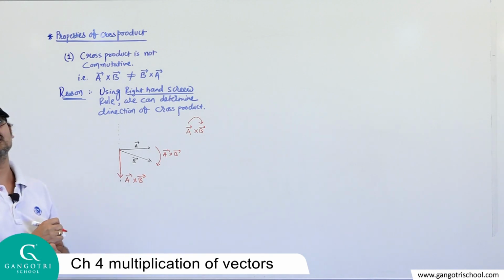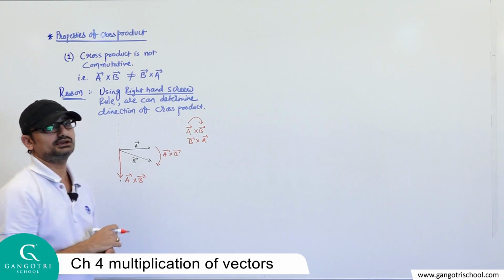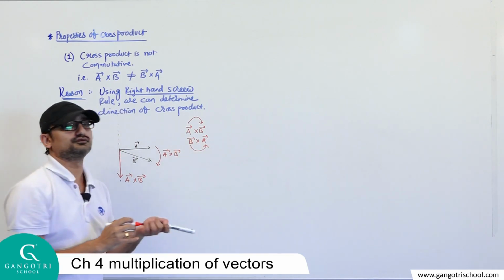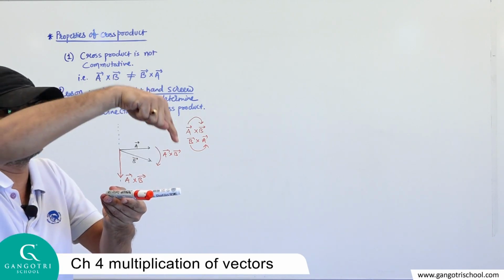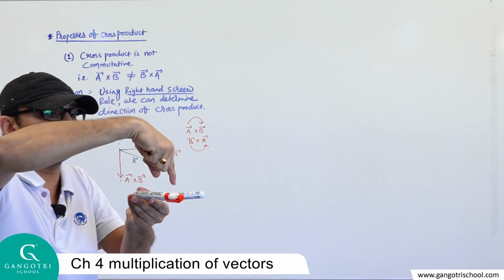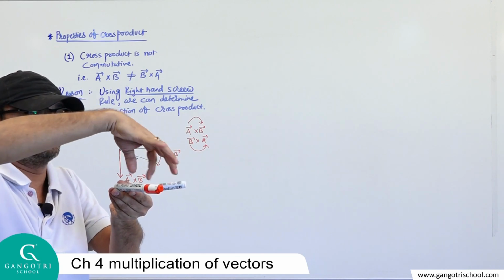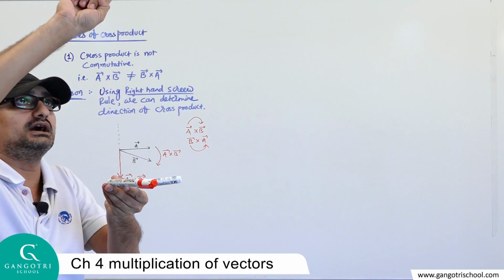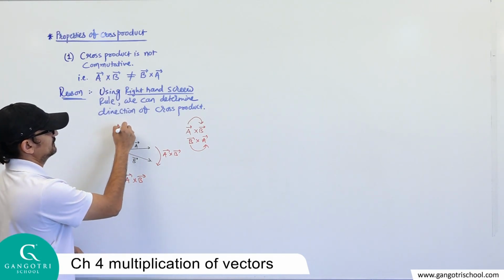Now if anyone asks us to find the direction of b cross a, then rotate the screw from b to a. For example, this is vector b and this is vector a. Imagine a screw in your right hand. Now rotate the screw from b to a, like that. So the screw is opening, meaning going upward. So this is the direction of b cross a.